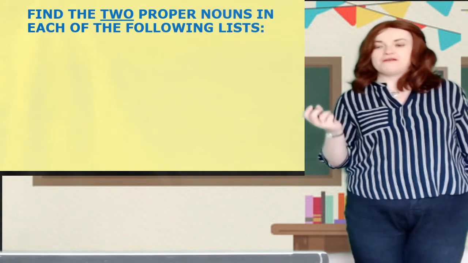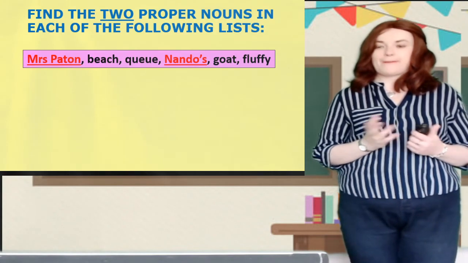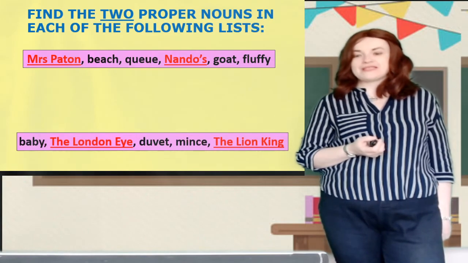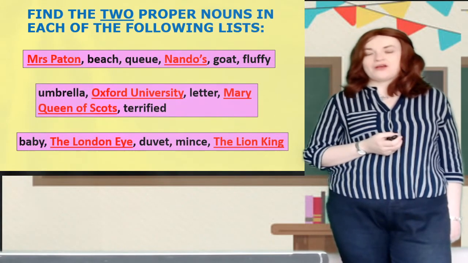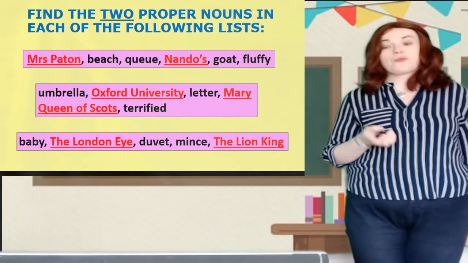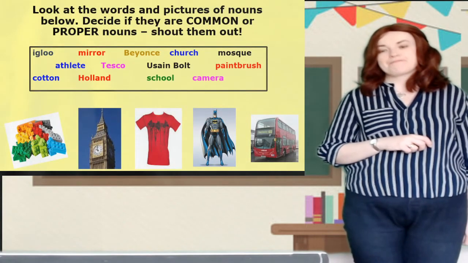Right, were you right? So the two proper nouns: Mrs. Payton, Nando's, the London Eye, the Lion King, Oxford University, and Mary Queen of Scots. So these are all proper nouns. So they get capitals because you're naming a specific thing.